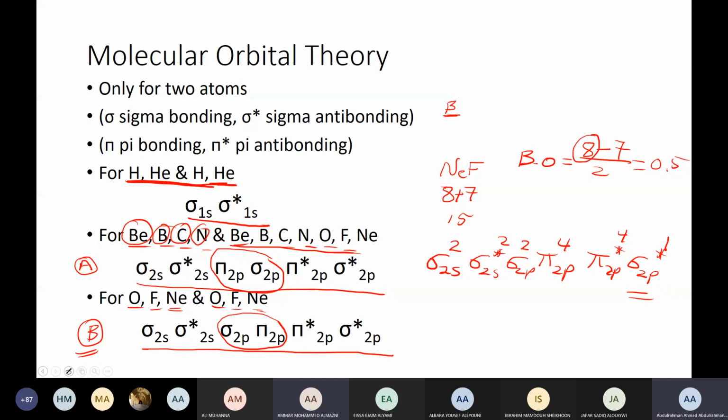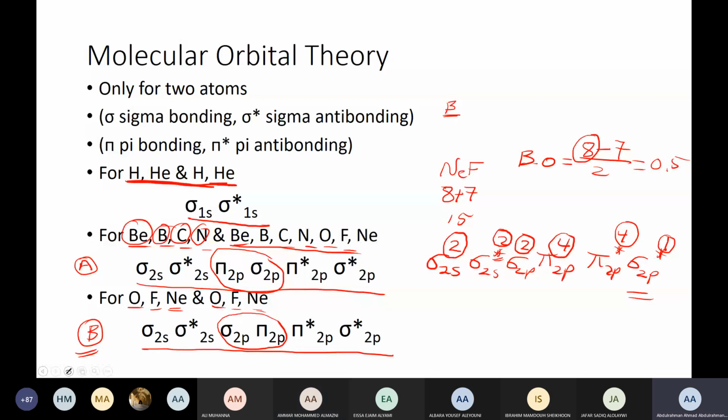What's the sigma bonding without star? 2 plus 2 plus 4. What's the total? 8. And the other one, which is the sigma star, is 2 plus 4 plus 1. What's the total? 5. Okay, good.